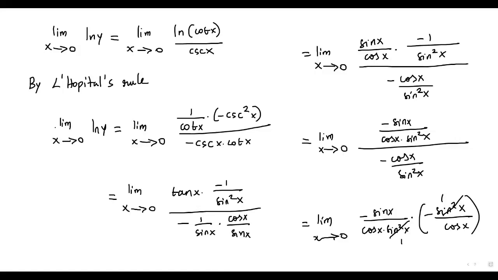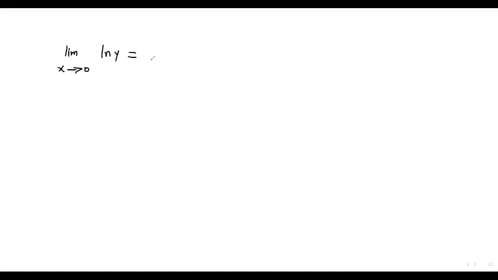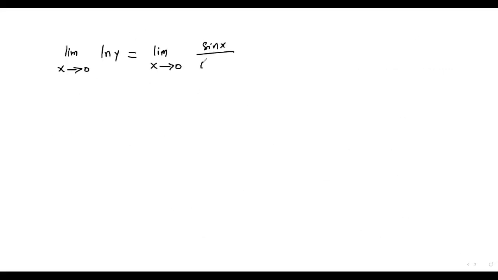Let me continue on the next page. Let's take the stuff we have on the left side as it is. That is limit x tends to 0, ln y equals, negative times negative will become positive, sine x times 1 will be sine x. In the denominator, we have cosine x times cosine x, which will be cosine square x. So that's all the simplification we can do.